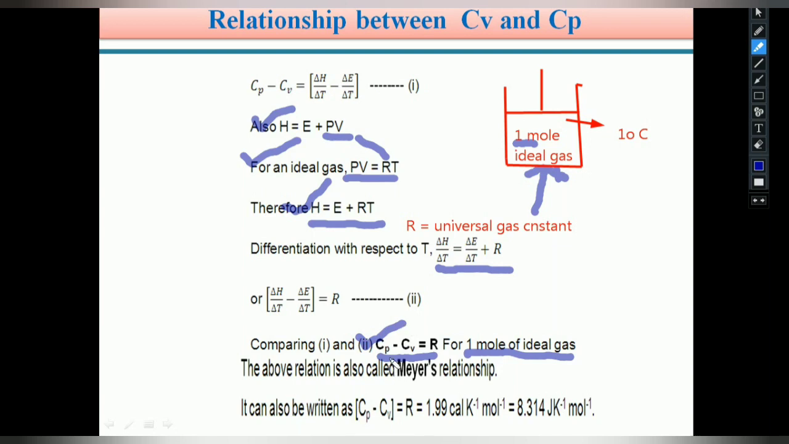Students, this Cp minus Cv equals R is nothing but Mayer's relationship. This is known as Mayer's relationship, and it can also be written as Cp minus Cv equals R. The R value, you know, students, the universal gas constant, is 8.314 joules per Kelvin per mole, or 1.99 calories per Kelvin per mole, or approximately you can write it as 2 calories per Kelvin per mole.